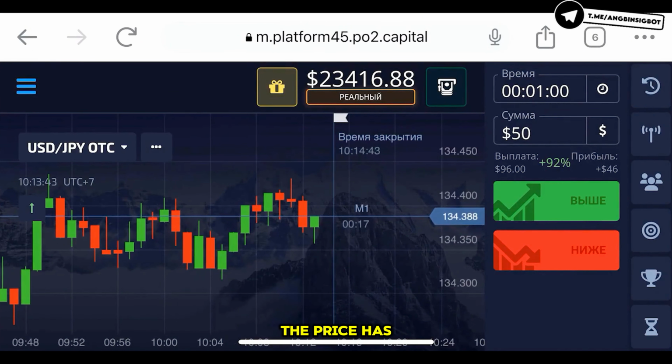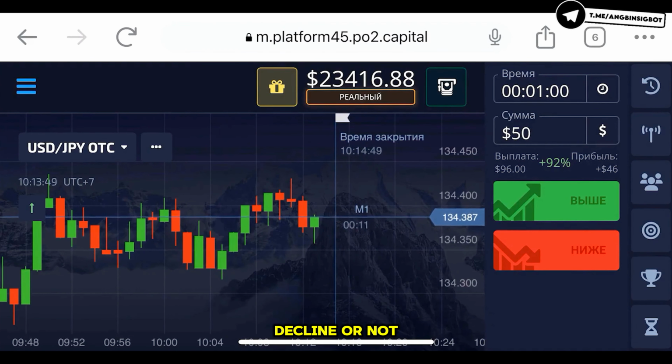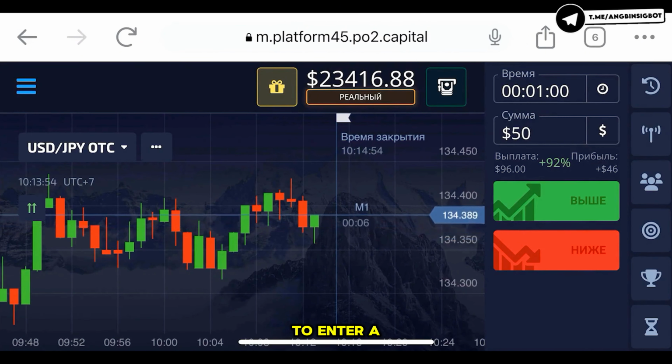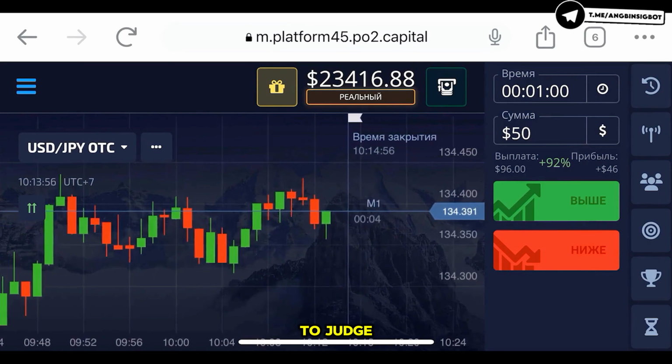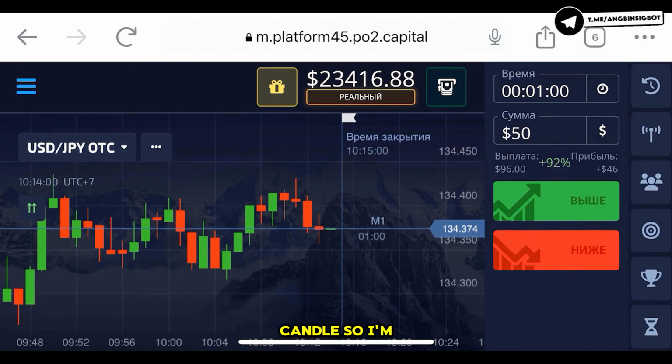USD and yen, the price has started to decline. I will now wait for the end of this candle, and after it finishes, it will be clear whether to enter for a decline or not. Because, as you remember, there must be at least 4 candles of the same color to enter a trade. Well, it's too early to judge. There might not even be an entry point. However, as we can see, there is a candle, so I'm entering the trade.